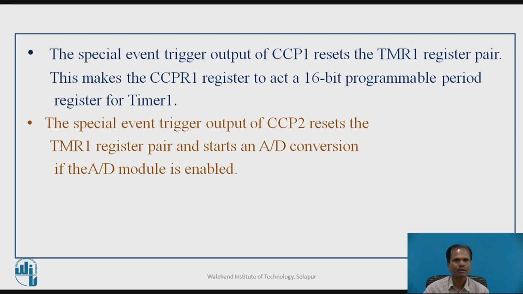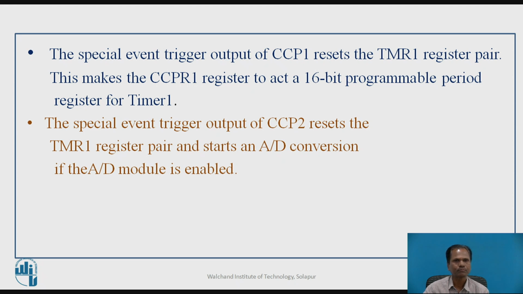The special event trigger output of CCP1 resets the timer 1 register pair, TMR1H and TMR1L, collectively a 16-bit register. So this makes the CCPR1 register act as a 16-bit programmable period register for timer 1. The special event trigger output of CCP2 resets the timer 1 register pair as well as starts analog to digital conversion if the analog to digital conversion module is enabled.